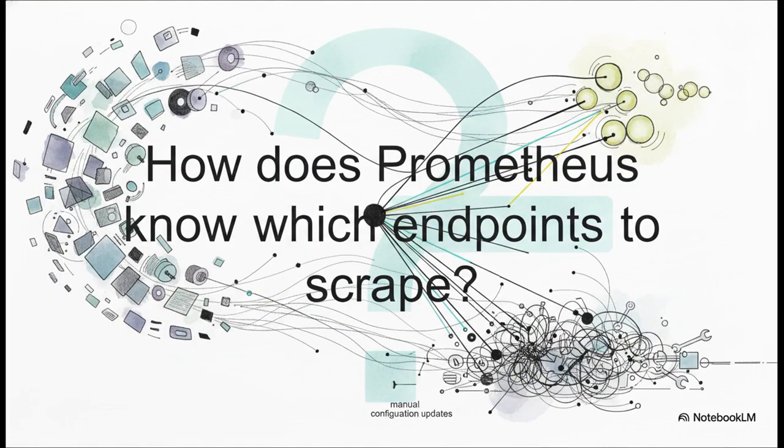But hold on a second. Think about a large, highly dynamic Kubernetes environment. You might have 100 different applications running, spinning up and scaling down constantly. So I have a question for you. Out of those 100 applications, how does Prometheus know exactly which endpoints it's supposed to scrape at any given second? If you were managing this manually with static configurations, you'd be updating files all day and pulling your hair out every single time a pod scales.